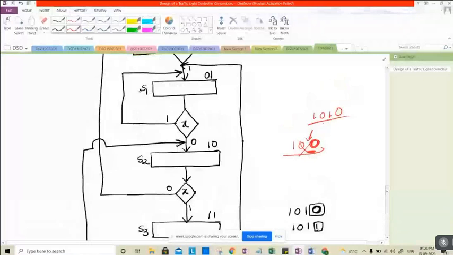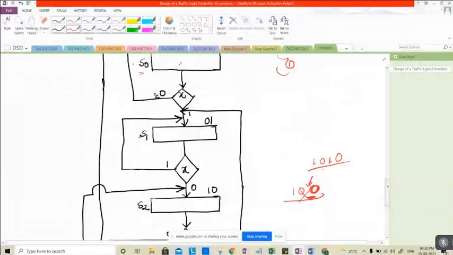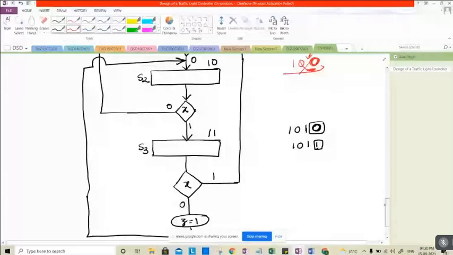Okay, then after S3, 101 is detected. After that, if it is 0, I have detected my sequence, output will be equal to 1, and since it is an overlap, 1010 will be matching with these two.